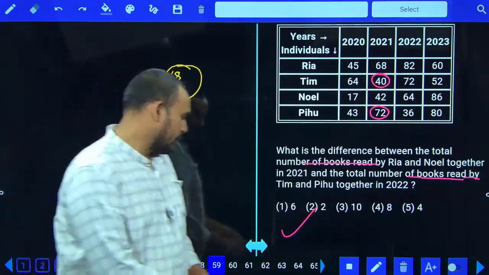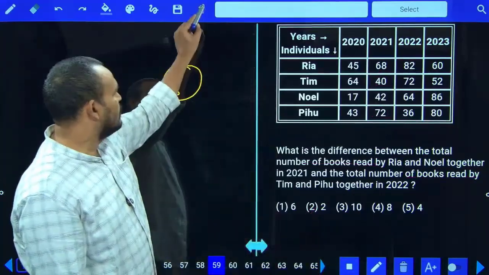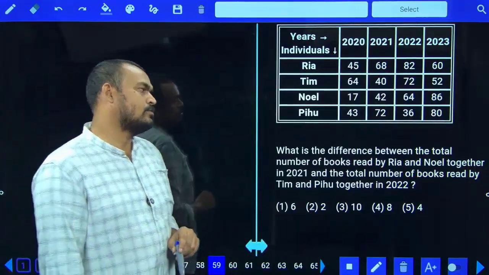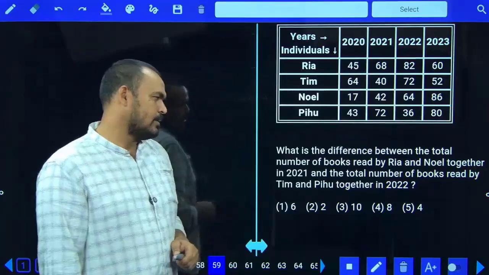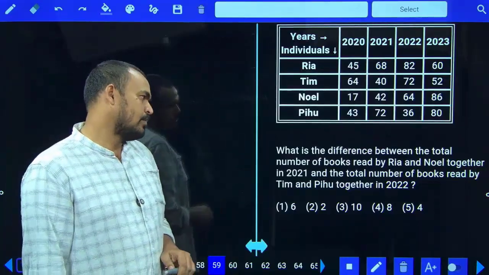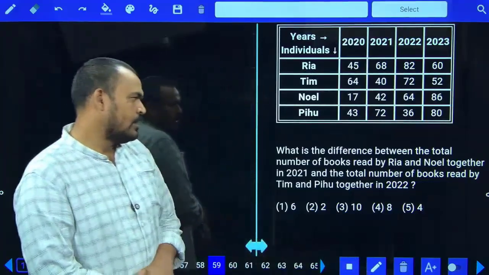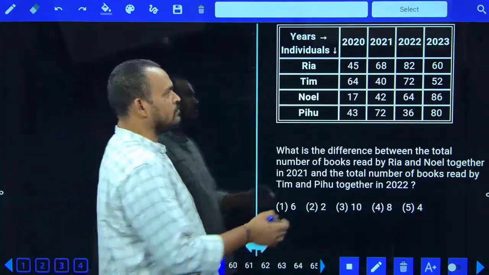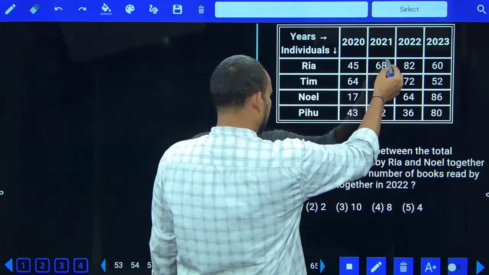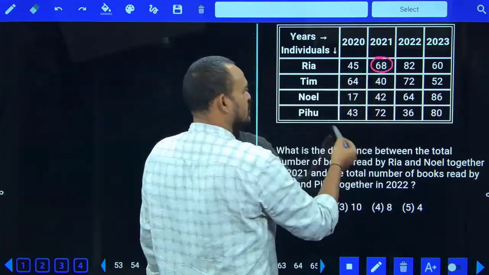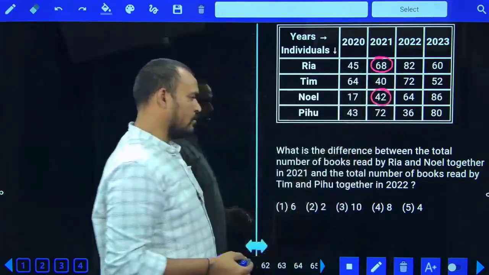Next question number 59. What is the difference between the total number of books read by Ria and Noel together in 2021 and the total number of books read by Tim and PU together in 2022? Books read by Ria and Noel in 2021: one is 68, another one 42. What is the together value?